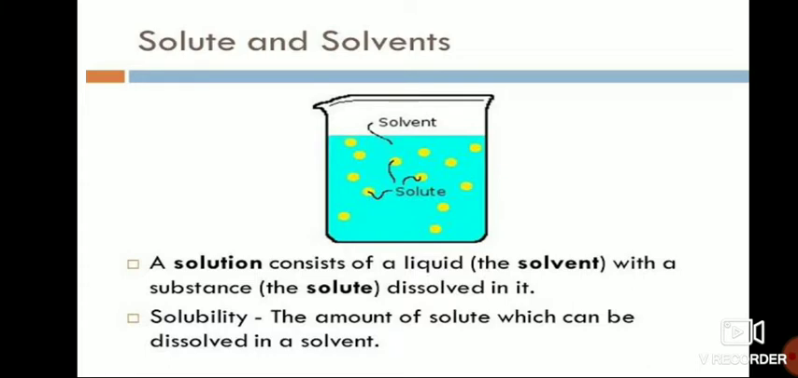What is the solute and what is the solvent? A solution consists of a liquid with a substance dissolved in it. The liquid is called the solvent, and the substance dissolved in it is called the solute. Solubility is the amount of solute which can be dissolved in a solvent.